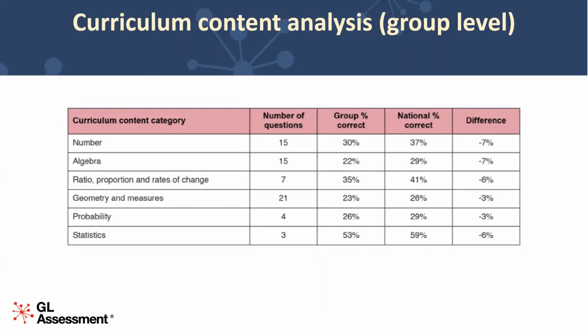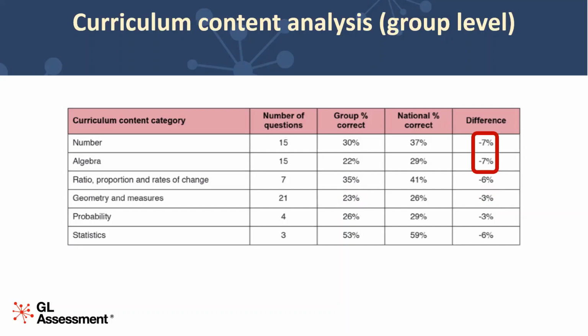In this table, from a progress test in maths, we can see that although one of the lowest percentage scores is in geometry and measures, it's actually one of the strongest areas when we consider the national average and the difference between these scores. So this area doesn't necessarily need to be a priority when planning how to fill gaps in learning. We might instead choose to focus on number and algebra, where we see the biggest difference between the group and national scores.